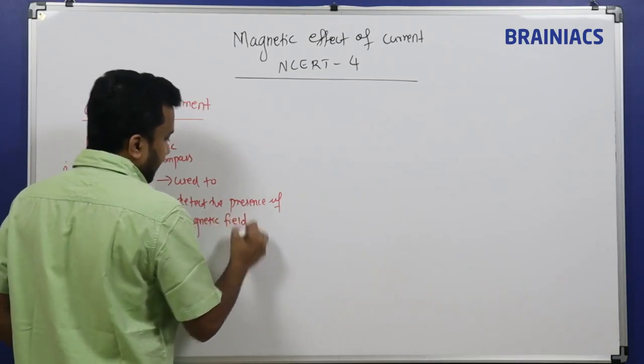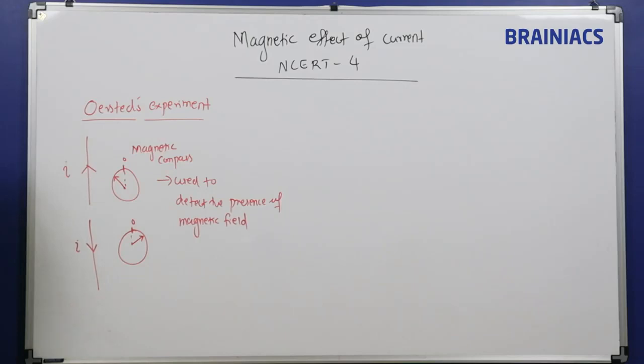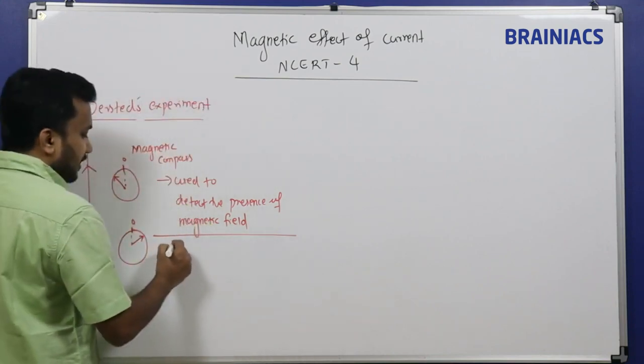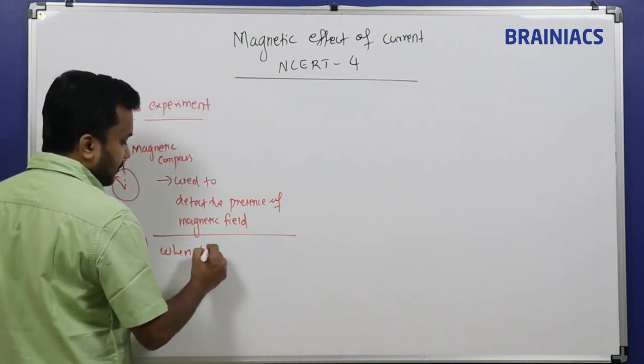The presence of magnetic field. So a magnetic compass is a device used to detect the presence of a magnetic field. And the next point, when current direction changes, you can write these points.